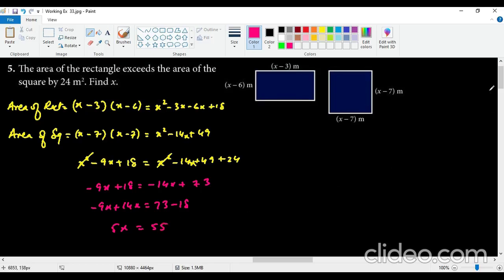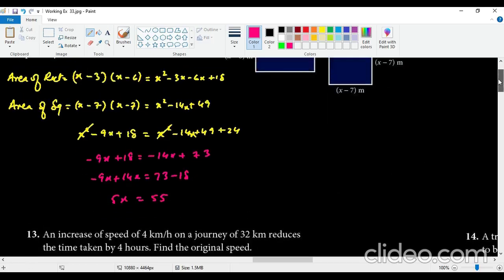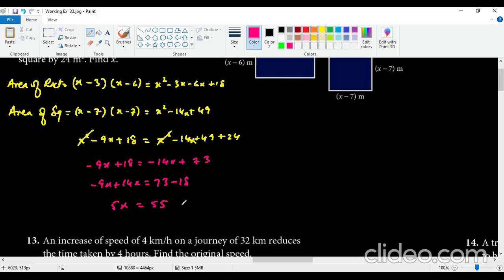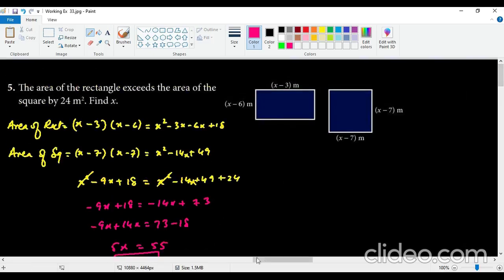and this gives us x equals 11, which is the answer for this question. Moving on to question number 6.